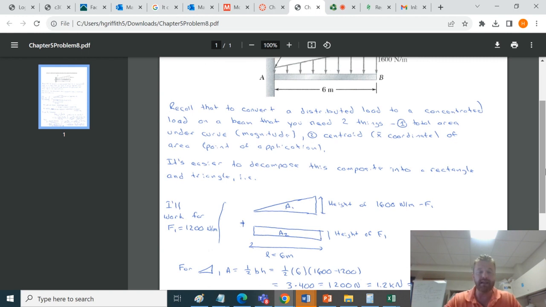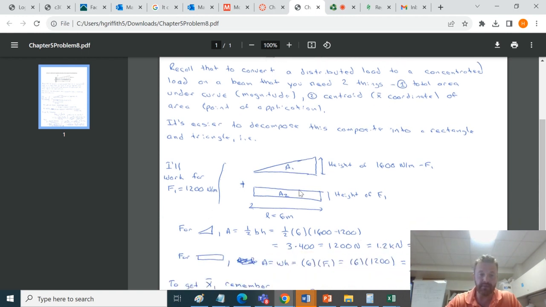So just to put numbers to this, I'm going to use the value of F1 that I was given when I generated the problem, which was 1200 newtons per meter. That means the rectangular shape, which I'm denoting as A2, is 1200 newtons per meter high, and the triangular shape is 1600 minus 1200, or 400 newtons per meter high. So it's pretty easy to compute the area of both of these shapes.